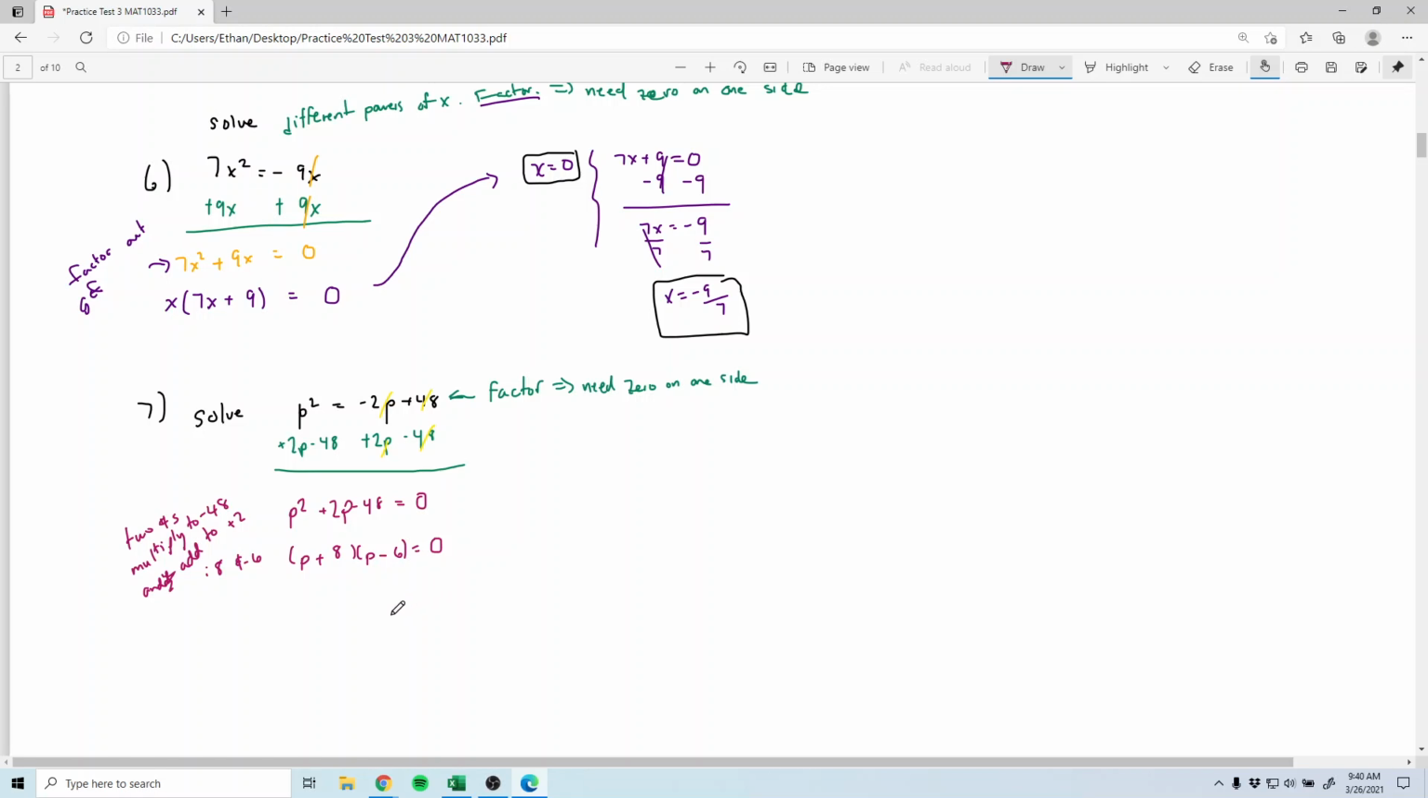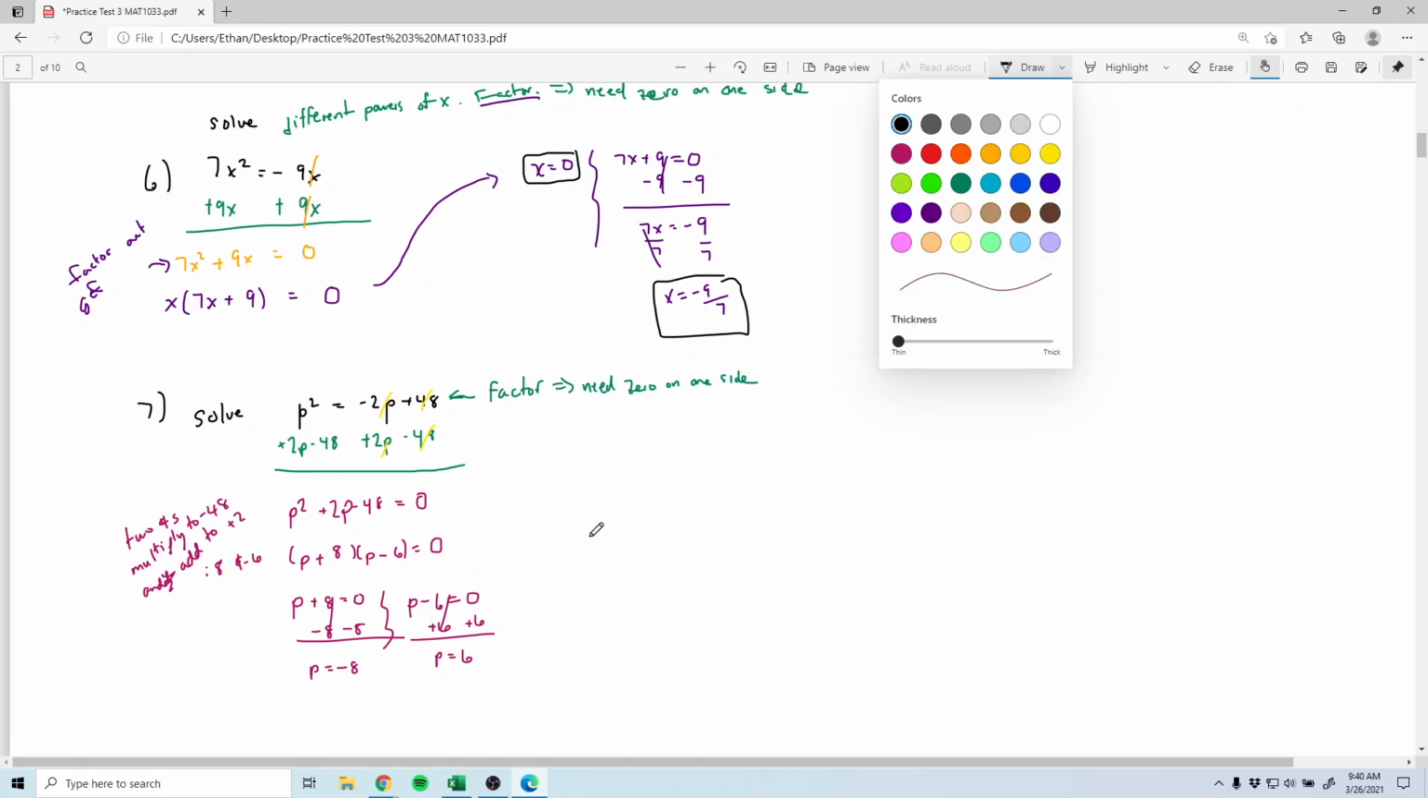But we've already got it factored here. Now we can set each factor equal to 0. P plus 8 equals 0, and p minus 6 equals 0. When we solve the one on the left, we just have one step, subtract the 8, and we get p equals negative 8. And the one on the right, we add 6 to each side, and we get p equals 6. We've got two answers. We got negative 8, and we got 6.